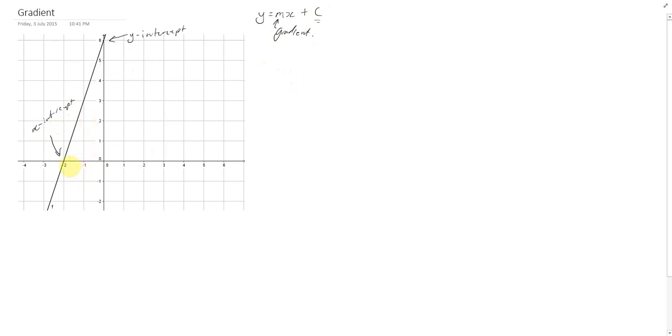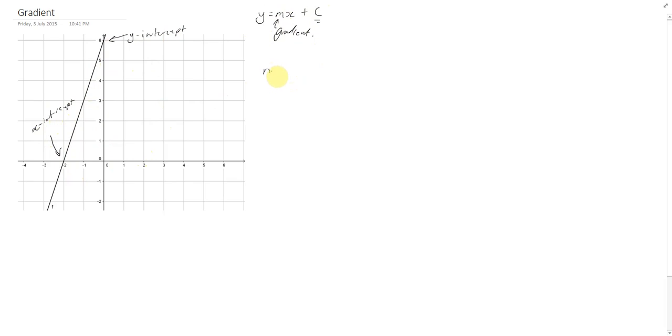So you can see here, for every one it goes across, it's gone up 3. So it looks like the gradient's going to be 3, because it goes up 3 for every one it goes across. But we can only do it that way in examples like this that are so easy. We need to come up with a far better, more mathematical approach that will give us the right gradient every time. So here's how we do it.